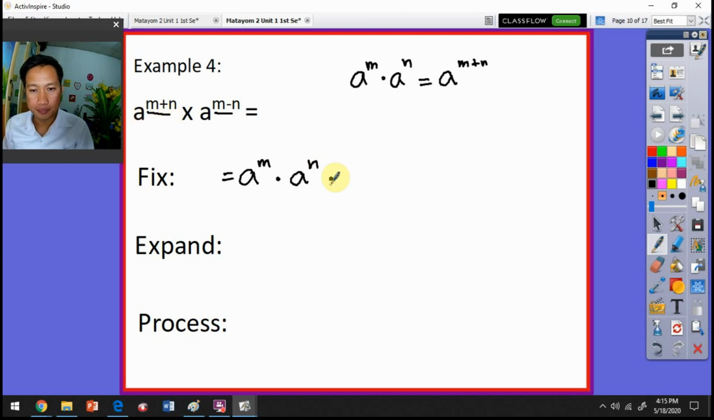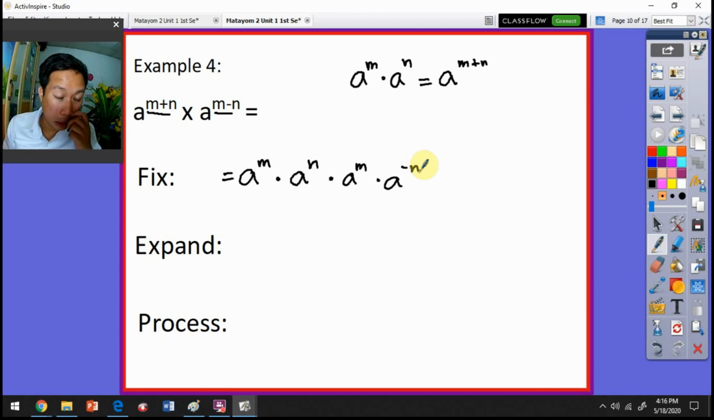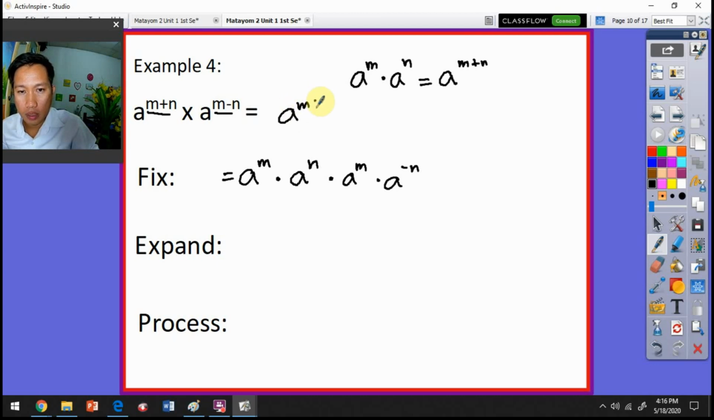Second one: a to the power of m times a to the power of negative n. Now we changed m minus n, so we changed this one to a to the power of m plus negative n. So we change the sign into a plus sign. Now it's fixed, and we don't need to do the expand part.